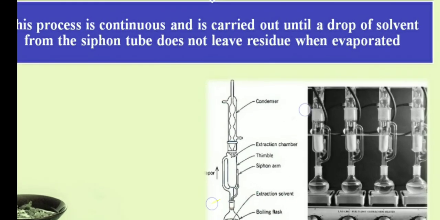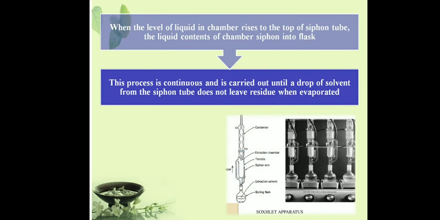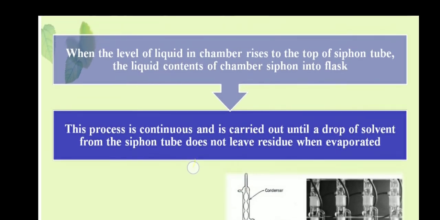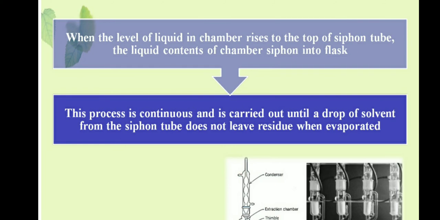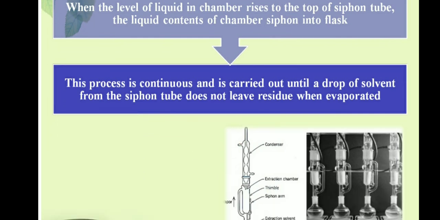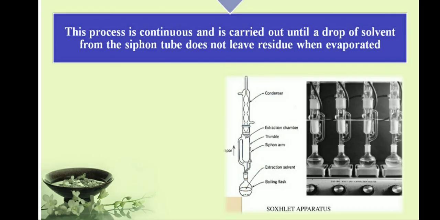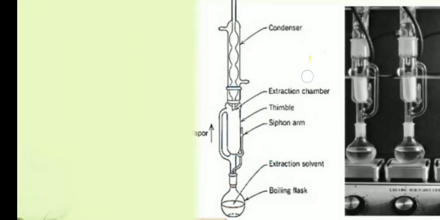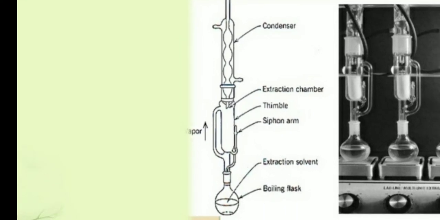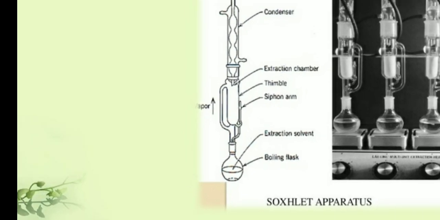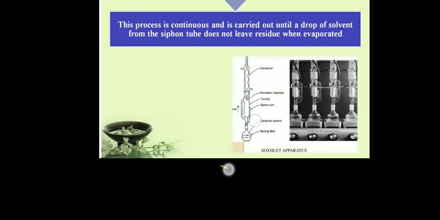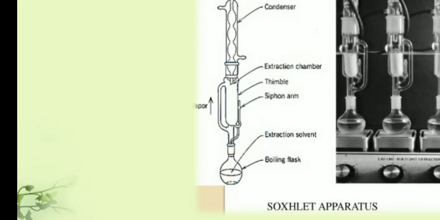This picture is the soxhlet apparatus. When the level of liquid in the chamber rises to the top of the siphon tube, the liquid in the chamber siphons into the flask. The process continues until a drop of solvent from the siphon tube leaves no residue when evaporated. This is the condenser part, which is used to condense the vapors, and here are the extraction chamber, thimble, sample, extraction solvent and boiling flask. And this is the vapor tube, which helps carry the vapor.